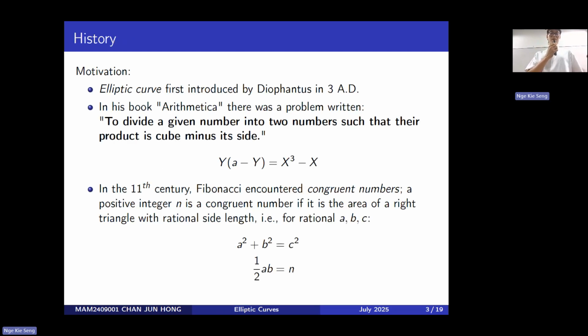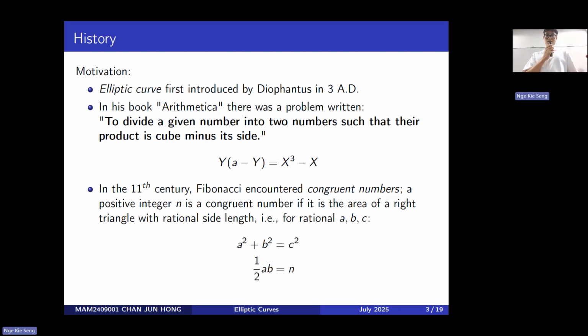So at the start, we look at the history of elliptic curves. It was first introduced by Diophantus in 3 AD. He introduced this in his book, Arithmetica, where there was a problem to divide a given number into two numbers such that their product is a cube minus its side. From there, we get this equation, y(a - y) = x^3 - x. So this is actually the current form of elliptic curves that we'll be studying today.